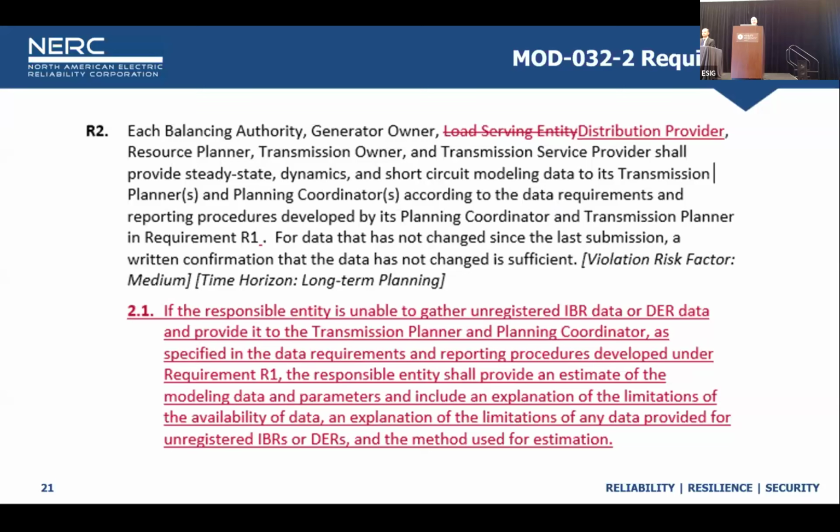So going on to R2, this came directly out of the FERC orders, really around estimated data. Particularly, the FERC order essentially required that data for unregistered IBRs and DER be provided by some entity, so a NERC registered entity needs to have that obligation. The idea being, there are times when that data is unable to be gathered, or is sketchy, and so on. Within that FERC order, they actually allowed for this provision of estimated data. So you can provide an estimate of that data and parameters, an explanation of the limitations of that data, and then a method that was used for that estimation. That's basically rolled into R2, where the functional entities are providing data according to the PC and TP data procedures and requirements.